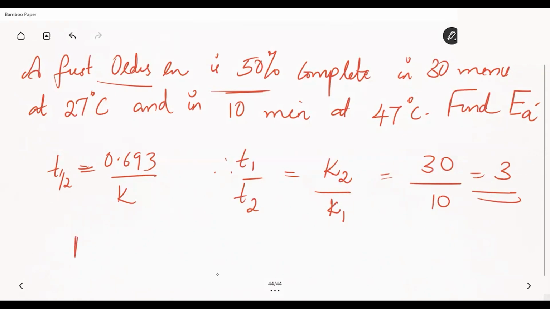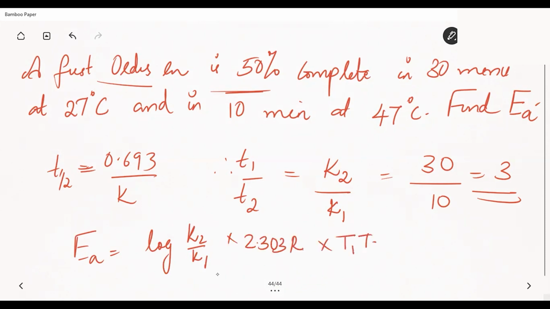Then according to the Arrhenius equation, Ea is equal to log K2 by K1 times 2.303 R T1 T2 over T2 minus T1. Okay, temperature you have to convert into the Kelvin scale, so it will become 300 and 320. By taking the difference, you will be getting 20. And K2 by K1, you already got 3.